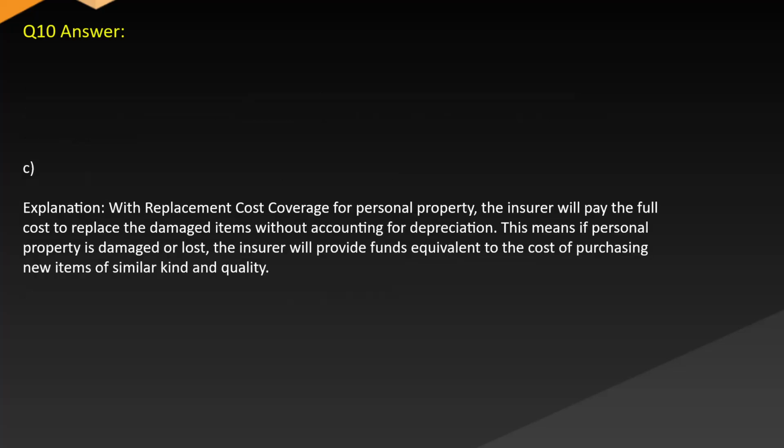Answer. C. Explanation. With replacement cost coverage for personal property, the insurer will pay the full cost to replace the damaged items without accounting for depreciation. This means if personal property is damaged or lost, the insurer will provide funds equivalent to the cost of purchasing new items of similar kind and quality.